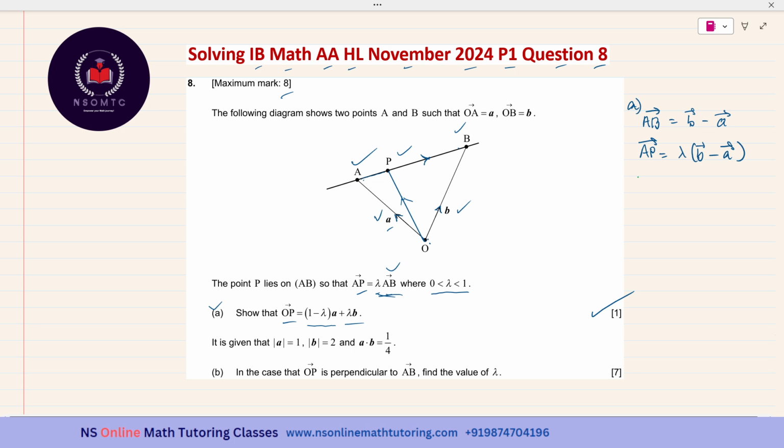Now, AP vector is in this direction. So, OA plus AP will be equal to OP. Okay, so OP vector will be equal to OA, which is the position vector A, plus AP, that is lambda times B minus A.